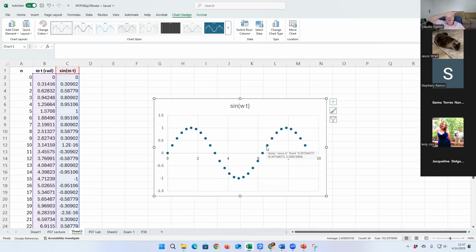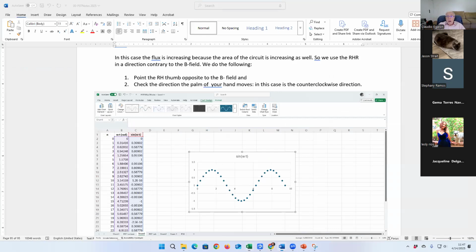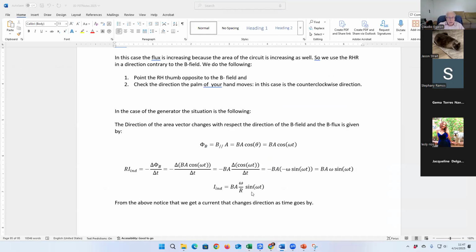We can visualize this current just by making your hand move back and forth, like in a circle. That's a very good way of visualizing how the current behaves in a circuit of a generator. Don't forget, this is the circuit of the generator. In the case of the circuit of a generator, the following happens to the current.